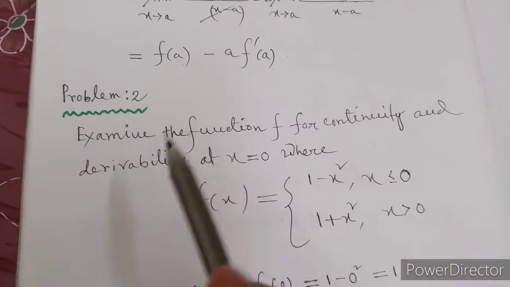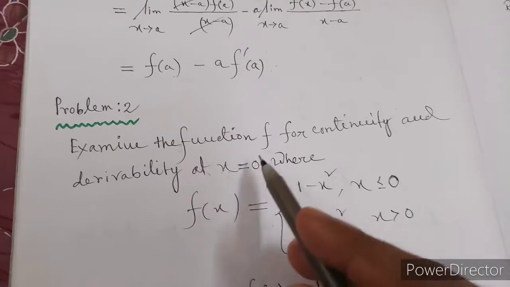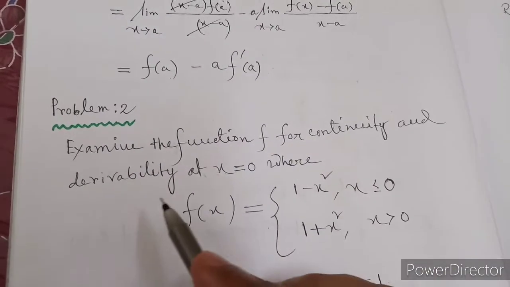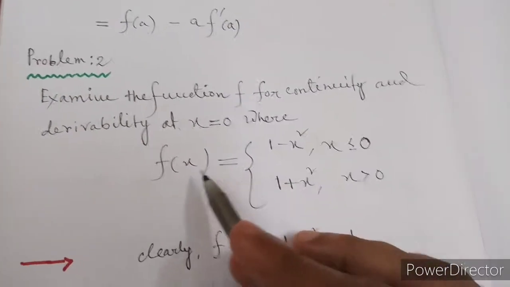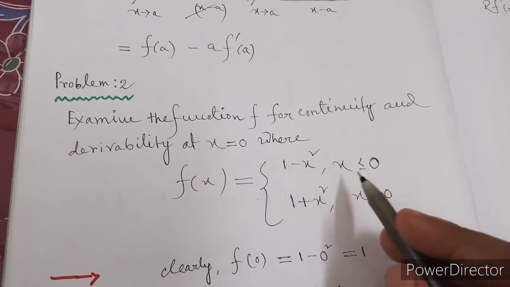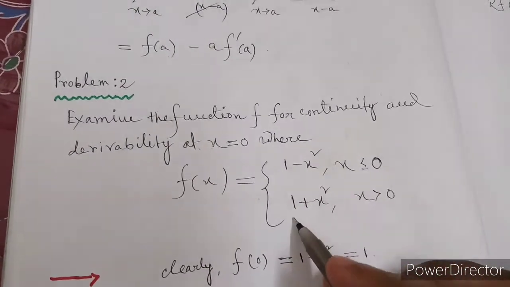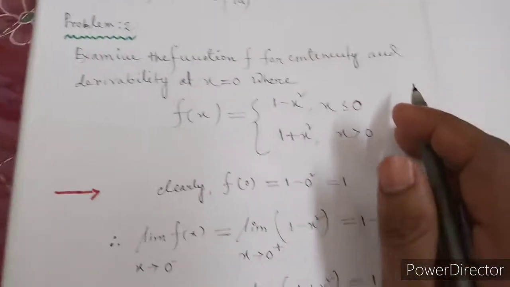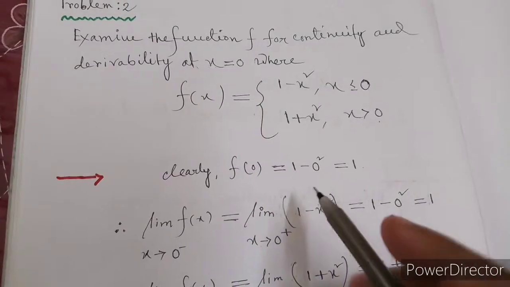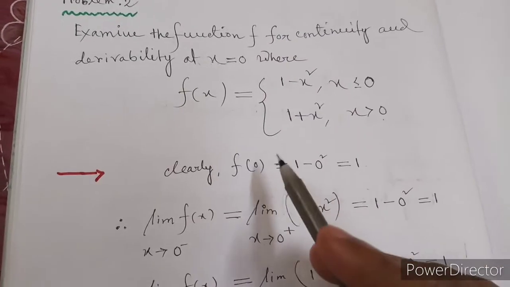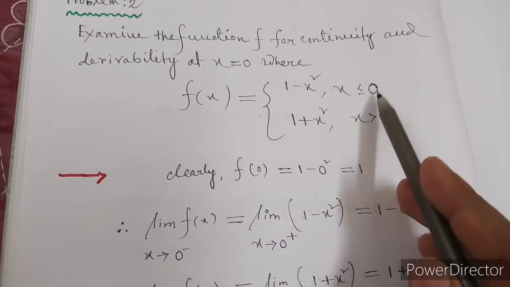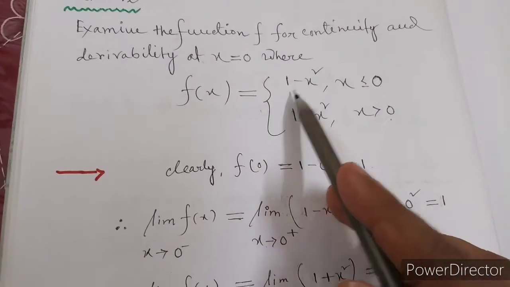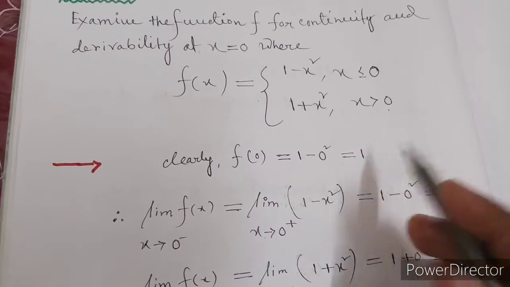So now problem number 2. Examine the function f for continuity and derivability at x equal to 0, where f(x) equals 1 minus x square if x is less than or equal to 0, and 1 plus x square if x is greater than 0. How to solve it? First of all, the continuity part. Clearly x equal to 0 lies in the first part, so f(0) should be 1 minus 0 square, and that should be 1.